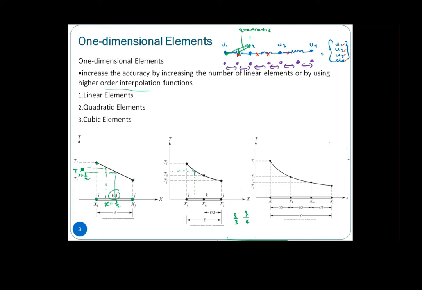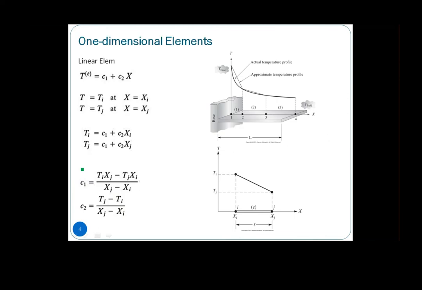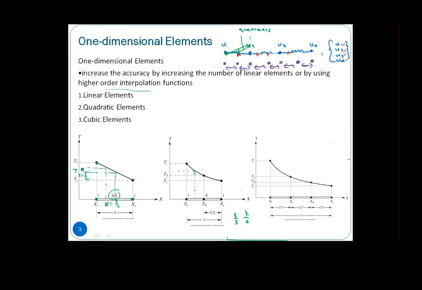So previously we formulated using linear elements. If we want higher accuracy, we can use higher order elements, or we can increase the number of elements, or reduce the size of our elements, right? So that is two ways to do that. That is what we call the type of elements.